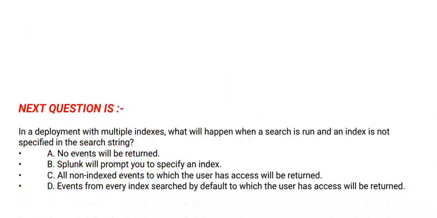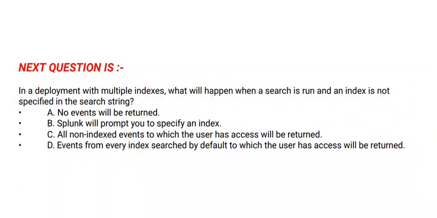Next question is, in a deployment with multiple indexes, what will happen when a search is run and an index is not specified in the search string? Options are, option A, no events will be returned. Option B, Splunk will prompt you to specify an index. Option C, all non-indexed events to which the user has access will be returned. And option D, events from every index searched by default to which the user has access will be returned.